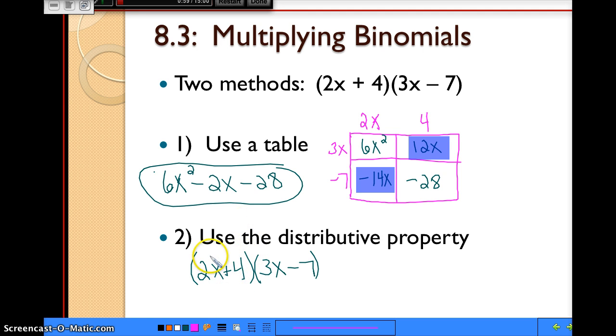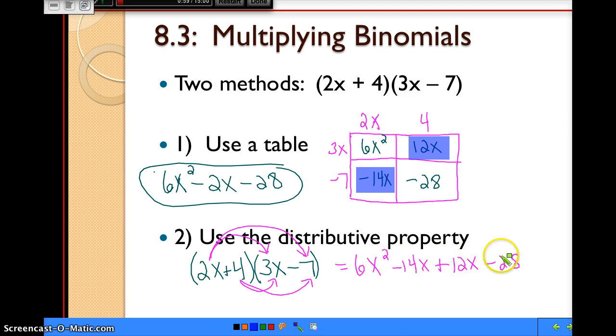So if I start with the 2x, I have to multiply the 2x by the 3x, which is 6x squared, the 2x by the negative 7, which is negative 14x, then multiply the 4 by the 3x, which is 12x, and the 4 by the negative 7, which is negative 28.